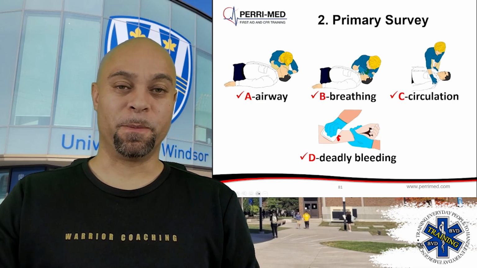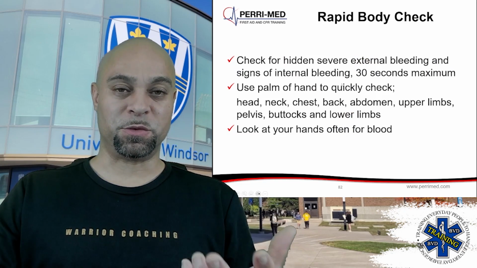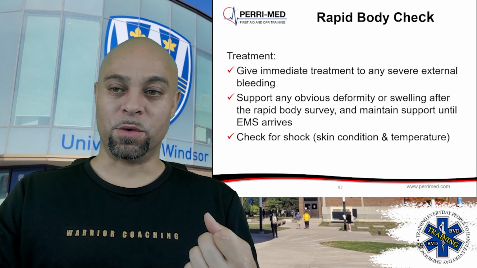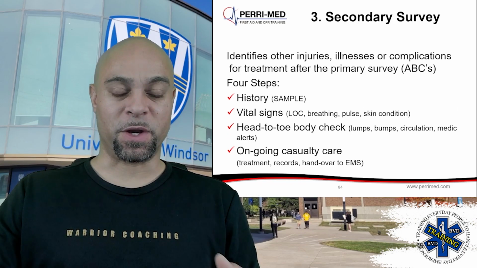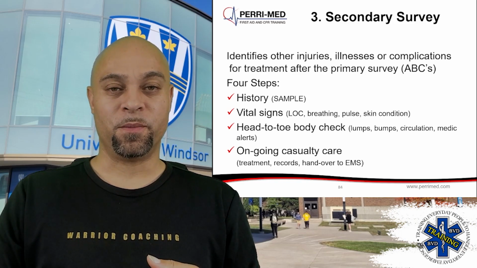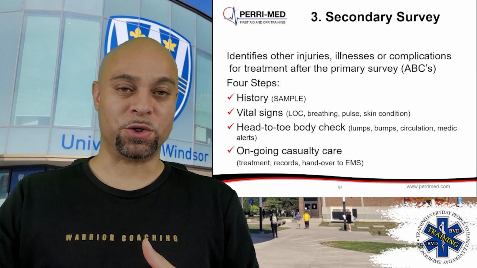So that's the primary. Then you want to move into some kind of specific treatment if you know the treatment, and then we're going to do our secondary survey. Secondary survey is history, vitals, and head to toe. All right, history, vitals, head to toe. You're going to start with history. You're going to ask them all the SAMPLE history questions.